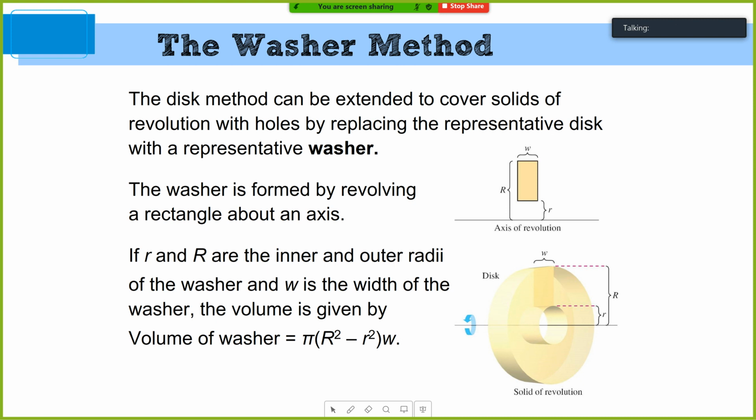Okay. So the volume of that disk is a pretty simple calculation. It's the volume of the big disk minus the volume of the hole.